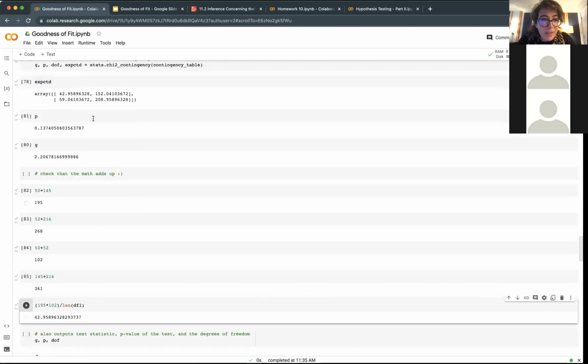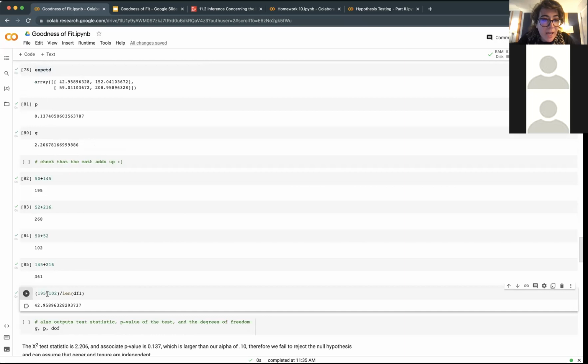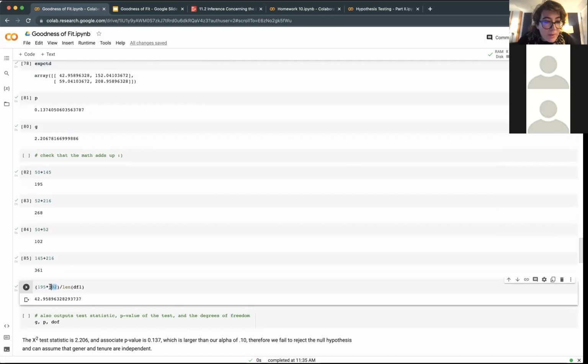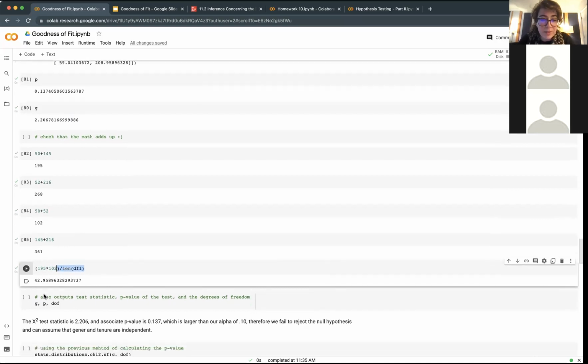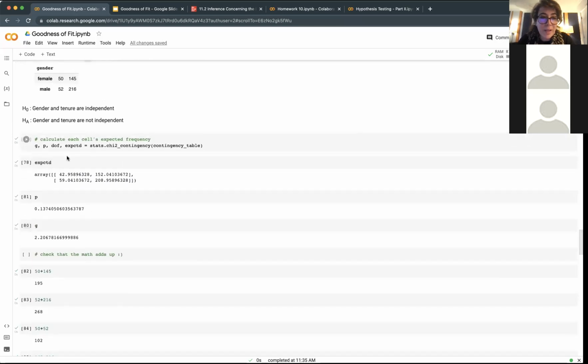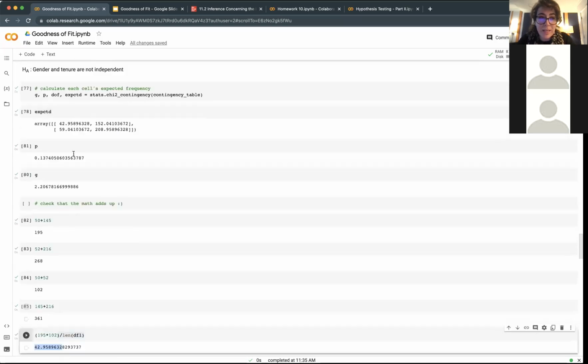And this is just calculating how we would take the total of female, times how many we did see, of this for tenure. So how many women times how many tenure, divided by the total length. So this is just calculating all of those different marginal probabilities given what you see here. And this is just to show you manually how you would get to those same values.